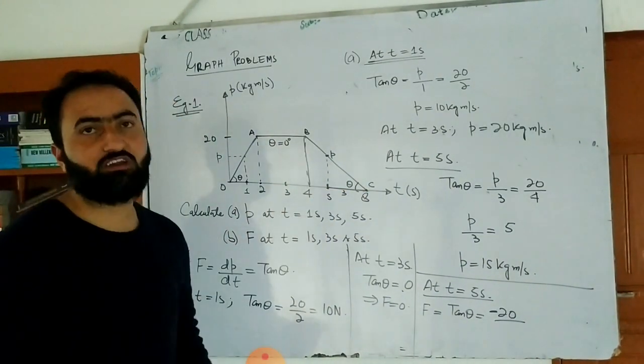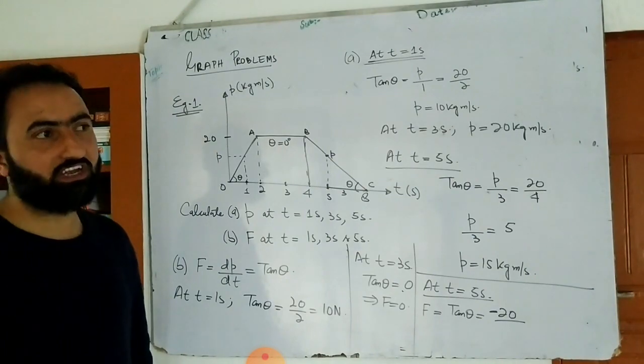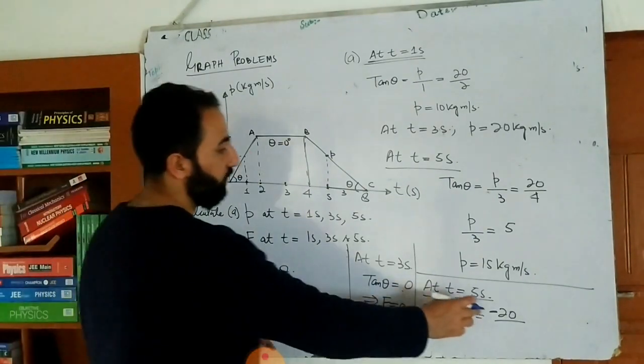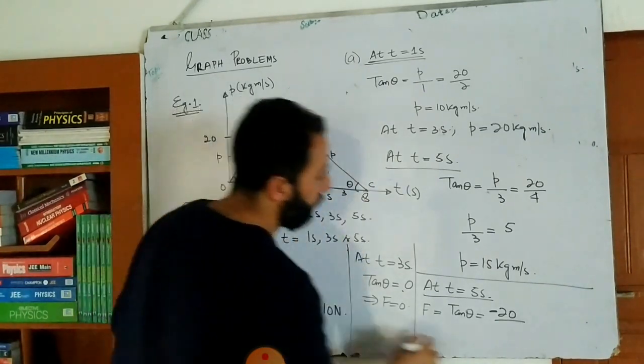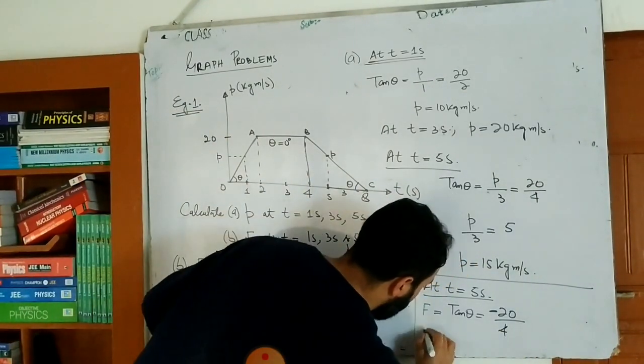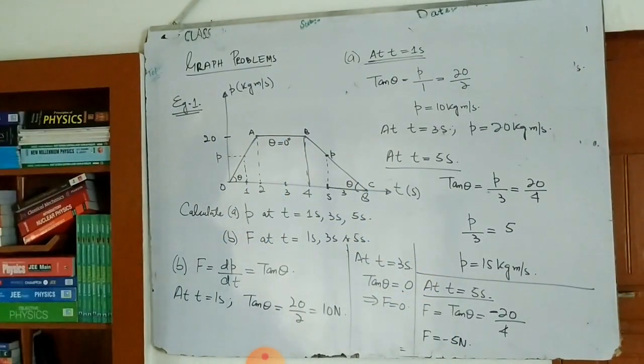Because the slope is negative, that is reason number one. Reason number two is that the momentum is decreasing. When the momentum decreases, the force will be negative. So this here is minus 20, divided by 8 minus 4, which is 4, divided by 4. So the force here will be equal to minus 5 Newton. So we are done with the problem, with part A as well as part B.